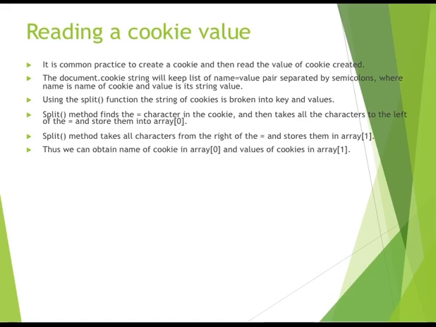So the key, that is the name of a cookie, is stored in array 0, and array 1 will store all the values of the cookies. Thus we obtain the name of the cookie in array 0 and the value of the cookie in array 1. Getting it? So this is how the split function stores all the key and value pairs. Now we'll see with an example how to read the value of a cookie.